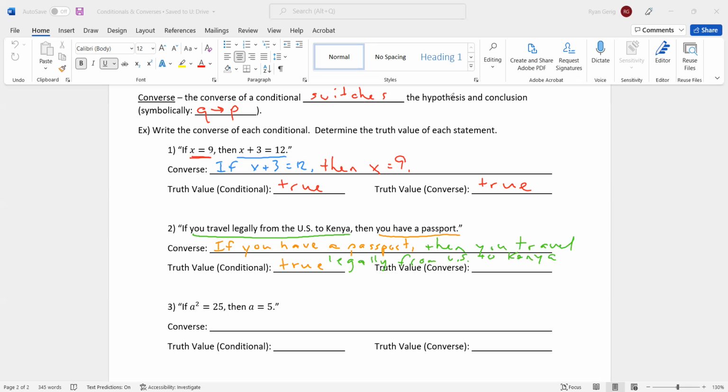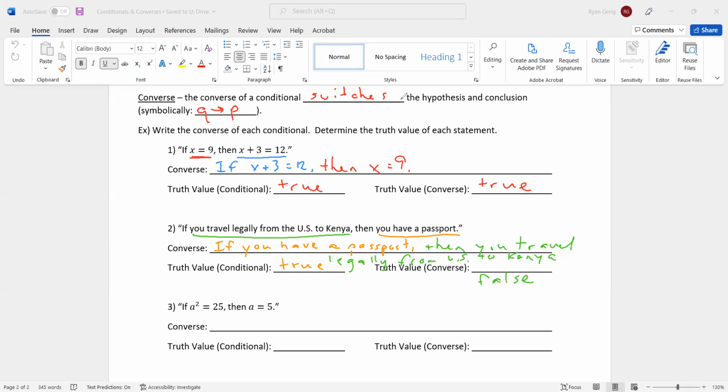Well, if you have a passport, that's what we're looking at. A lot of you in this class have a passport. I have a passport. Does that mean that I travel legally from the US to Kenya? No, I could go to many, many other countries with that passport. It does not guarantee that I'm going to travel from the US to Kenya. So the truth value of this is false.